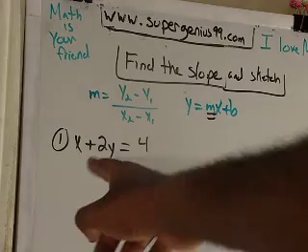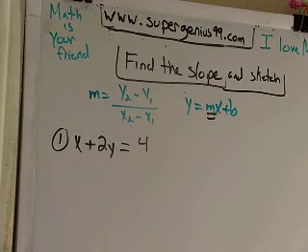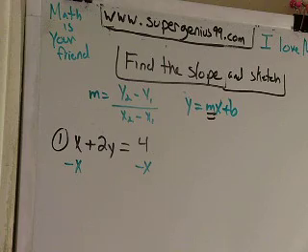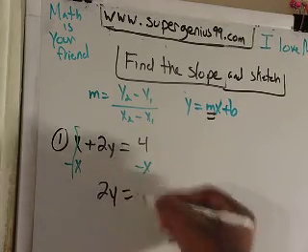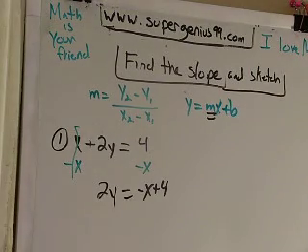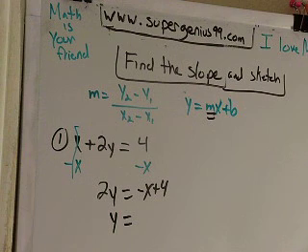So let's look at number 1 here. We got x plus 2y is equal to 4. First let's isolate y. To isolate y, we got to do what? Subtract an x from both sides, and then you'll be left with 2y is equal to negative x plus 4. What's your next step to isolate y? Divide everything by 2, and so I'll give you y is equal to negative 1/2 x. And then what's 4 divided by 2? 4 divided by 2 is 2.